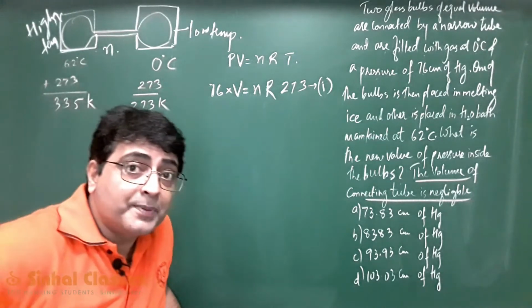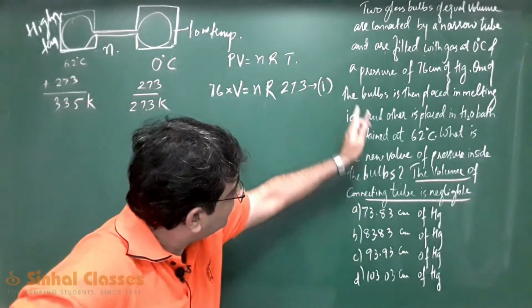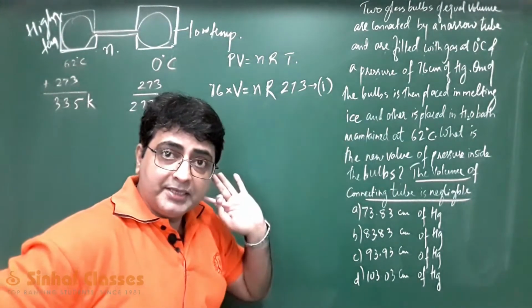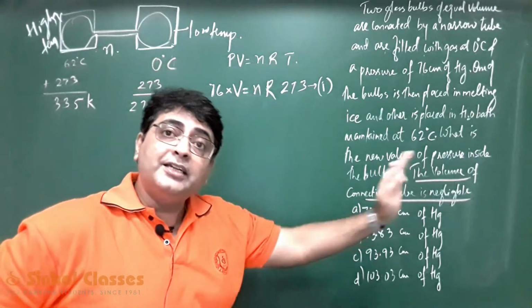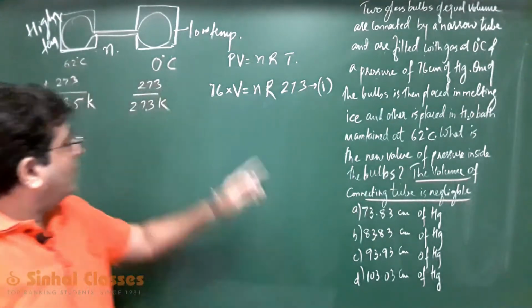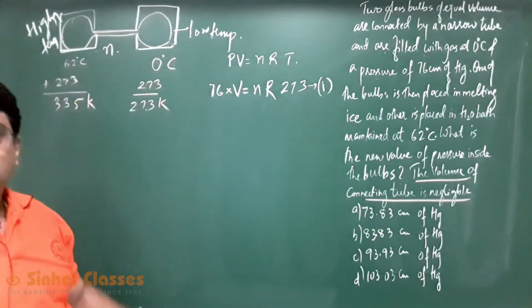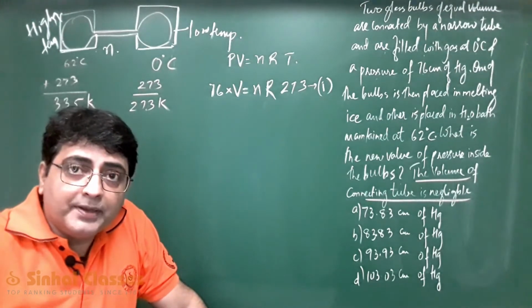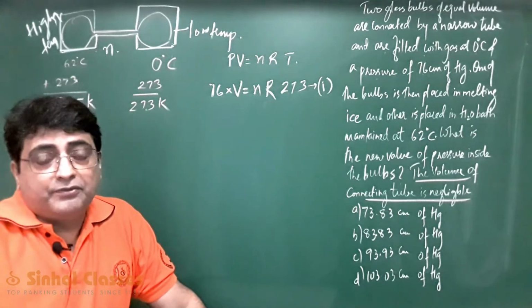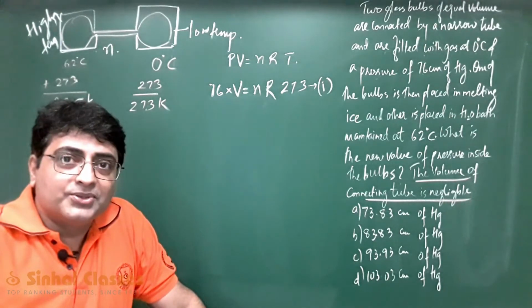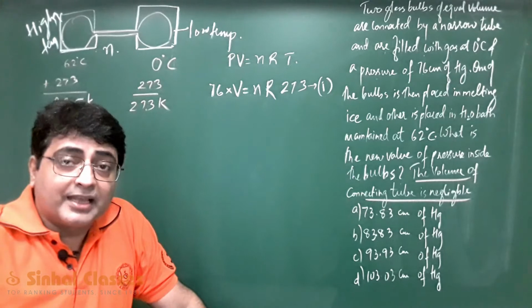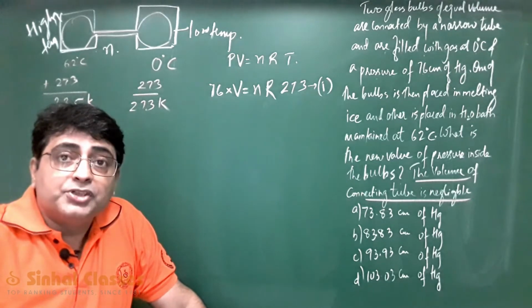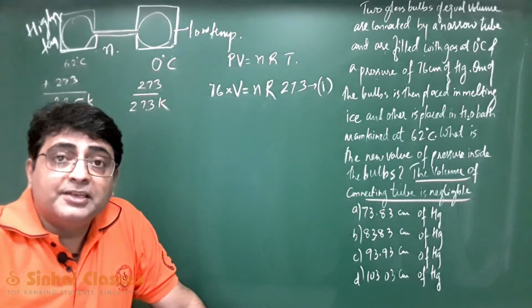Now look at the next part. As you move ahead in the problem, what did they say? One bulb is kept at 62 degrees Celsius, the other bulb is kept at the melting point of ice. That is, one is at a high temperature, the other at a low temperature. What is going to happen, students, in this case? There will be a transfer of moles. The gas molecules will certainly move from high temperature to low temperature, due to the difference in temperature.